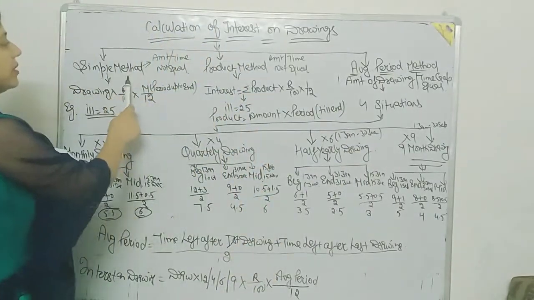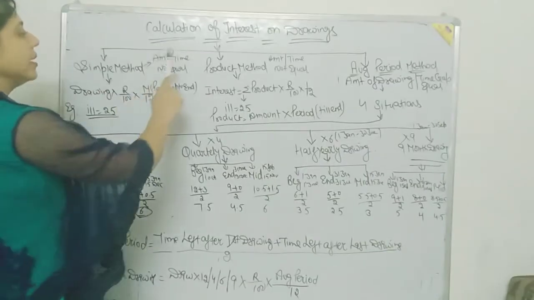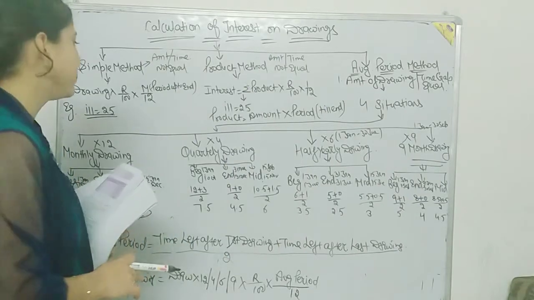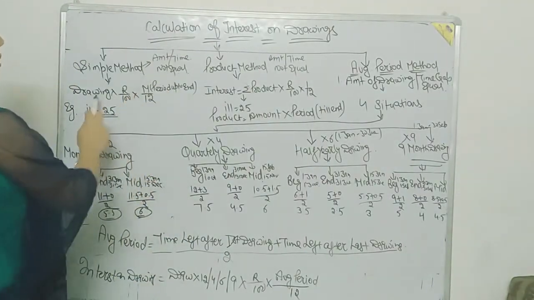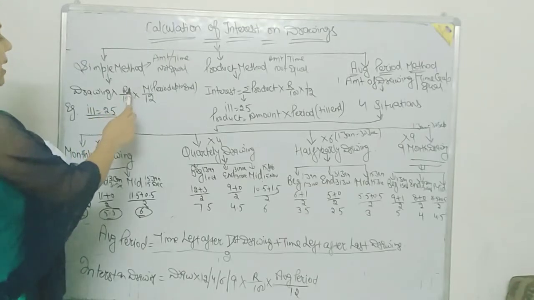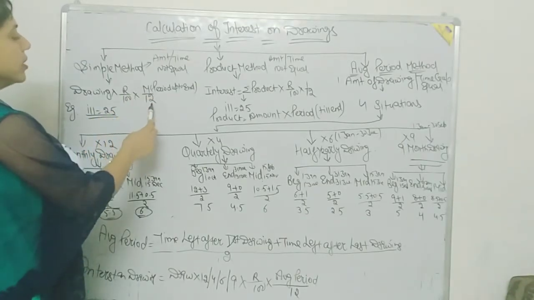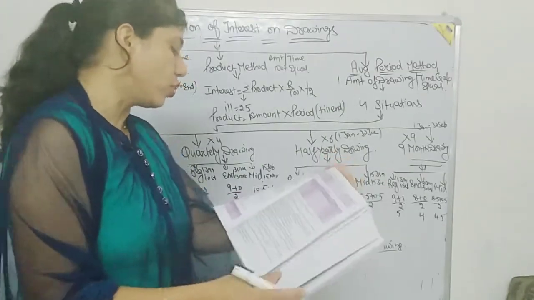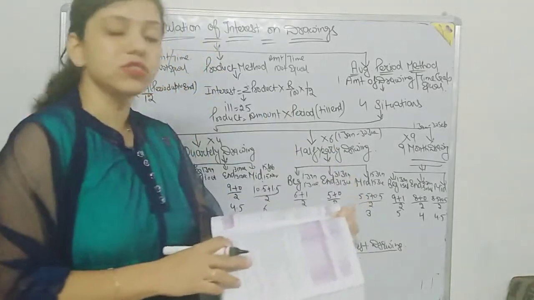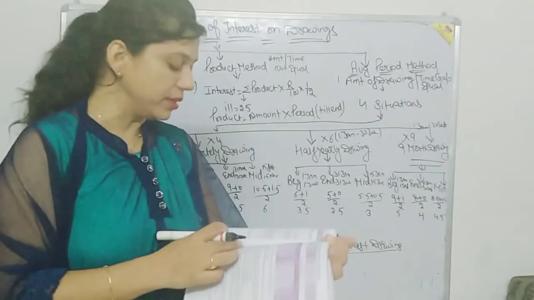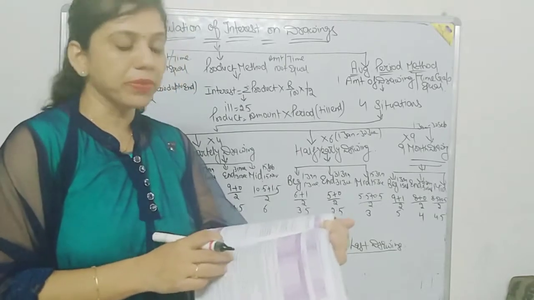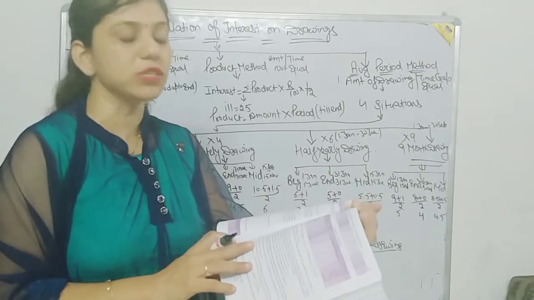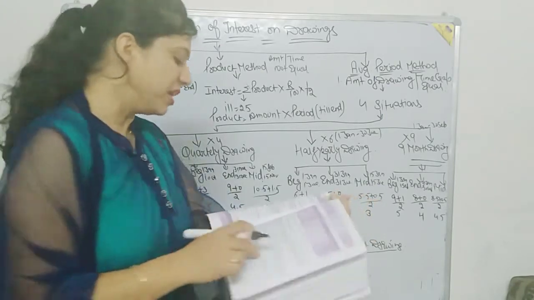When we use simple method, when amount of drawing and time of drawing is not equal, then we can use simple method. So how the interest on drawing will be calculated? Drawing, multiply rate by 100, multiply month by 12. For example, we have a person makes a drawing. Charu is the illustration number 25 I am going to discuss here. Charu is a partner in a firm. She withdrew the following amounts during the year ended on 31st March 2018. On May 1, 20,000.